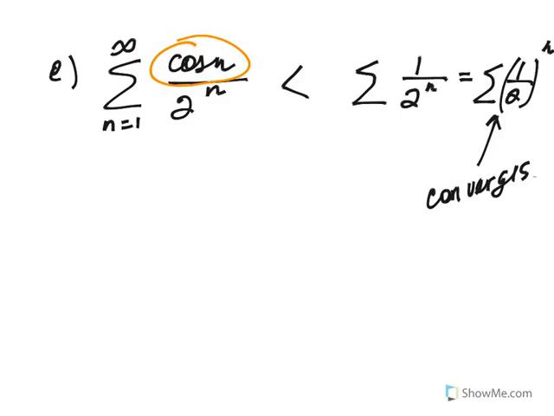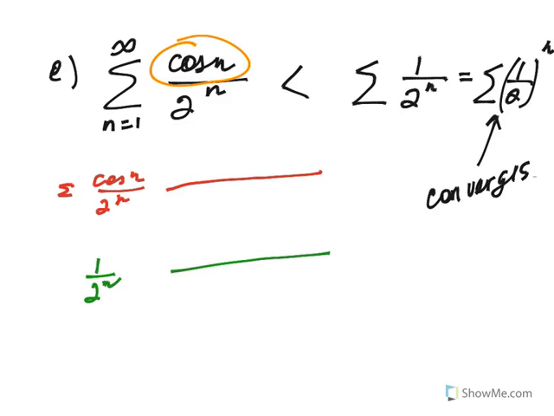Okay, so this one, the original one is smaller than the one we compare it to. So again, I'm going to use red and green. So the original one, cosine of n over 2 to the n, and that's above the green one. The green one is smaller. Oops, sorry, I made a mistake. That's the other way around. The green one is bigger.